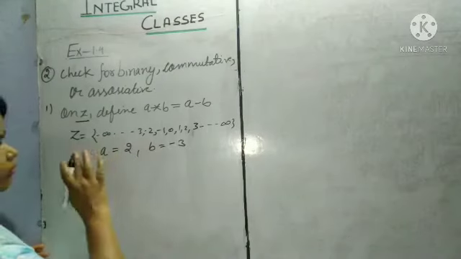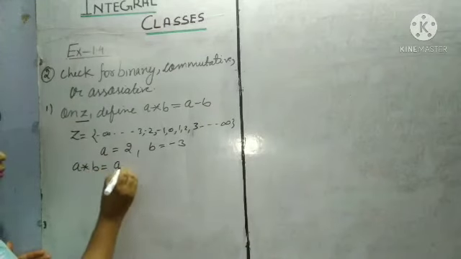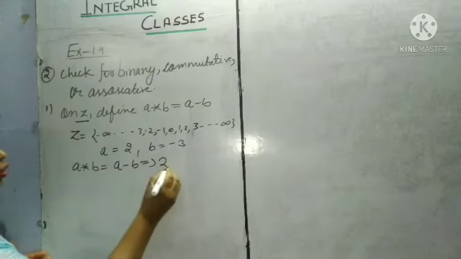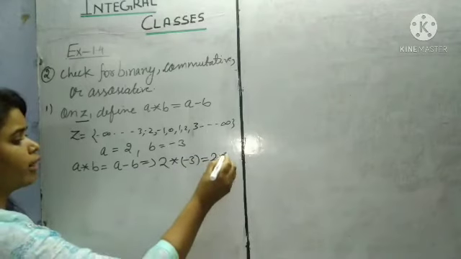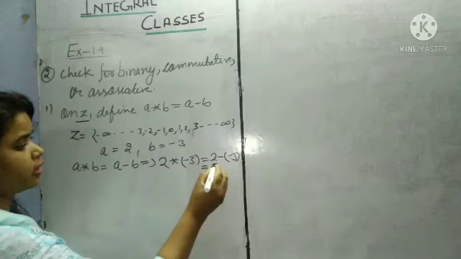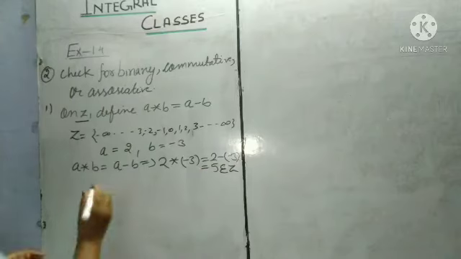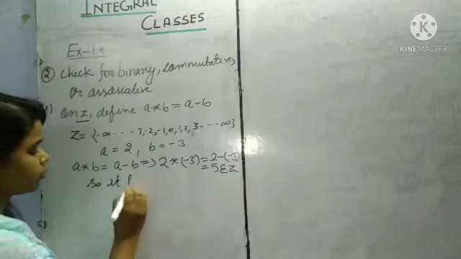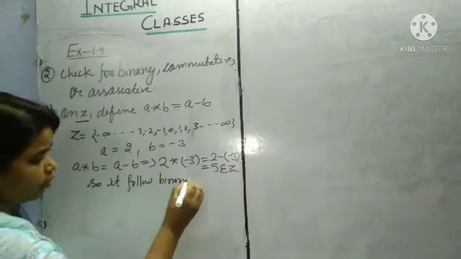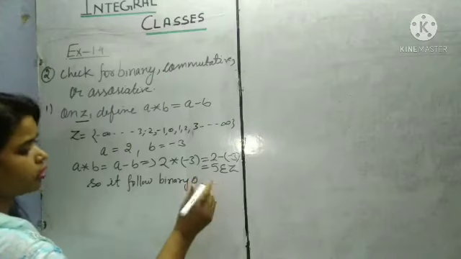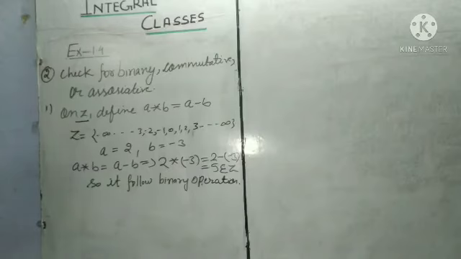Suppose A equal to 2 and B equal to minus 3. Then we apply this binary operation, A star B equals A minus B. It means 2 star minus 3, then we get 2 minus 3. The resultant is 5, and 5 belongs to Z. So it follows the binary operation.